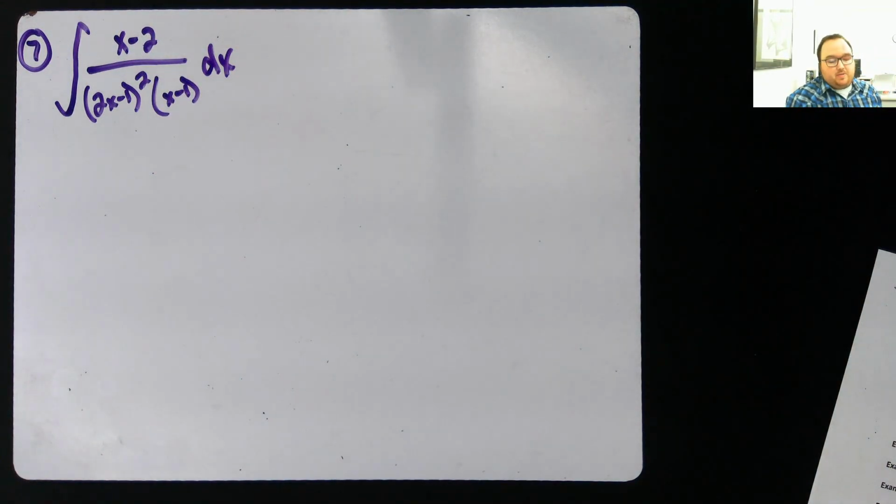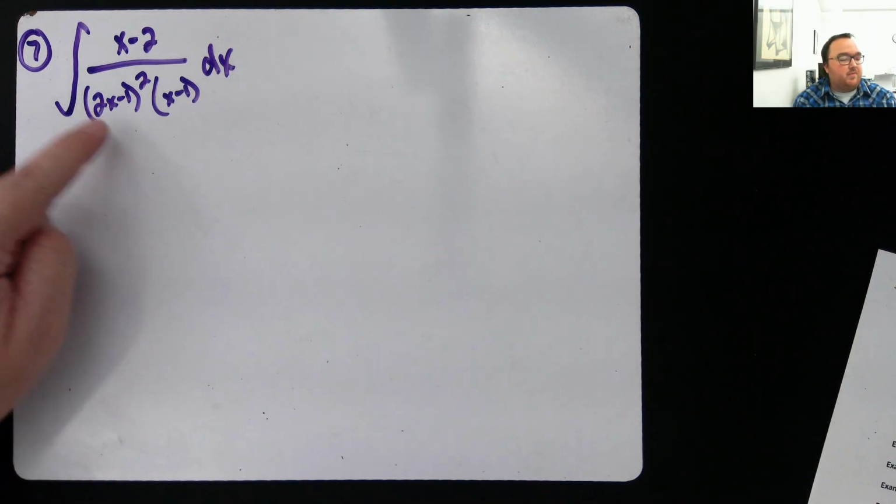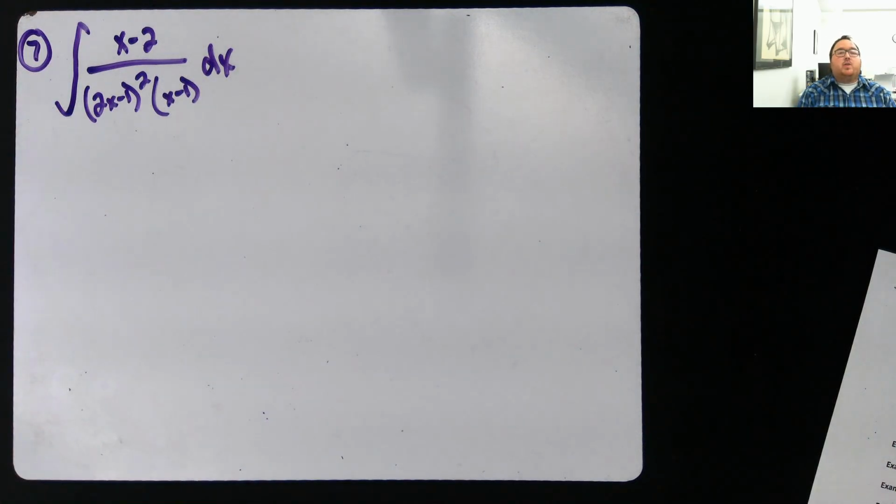So what's nice about this one is that it's already factored out. That's really nice. So I don't have to really worry about that part of it. But what's complicated about it is that I have one of the factors being squared. So what does this mean? This means when I decompose it, I've got to write it a certain way.